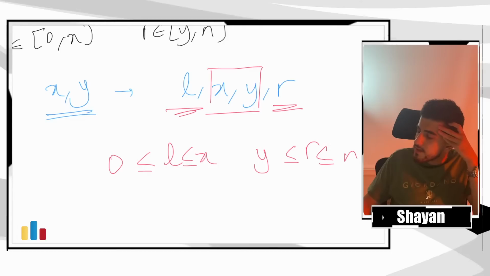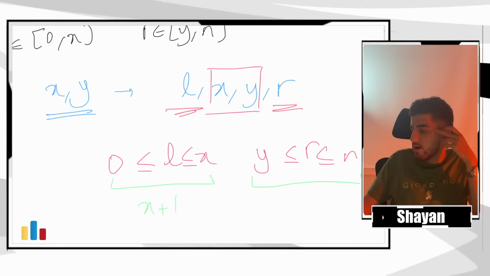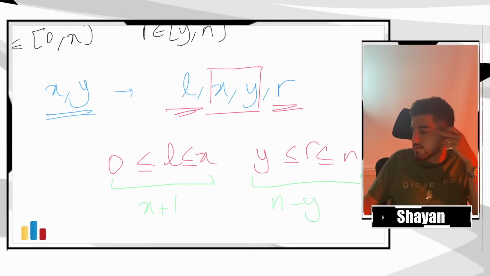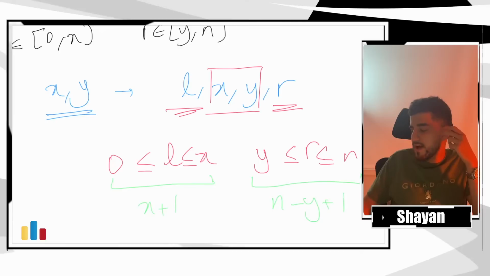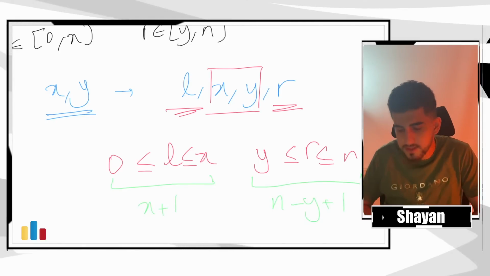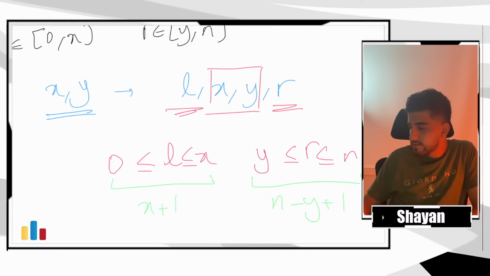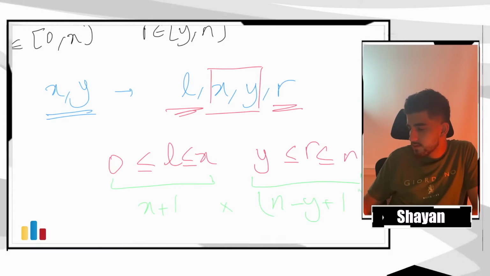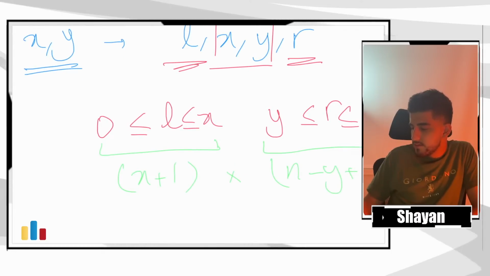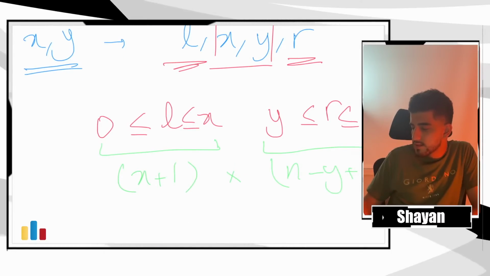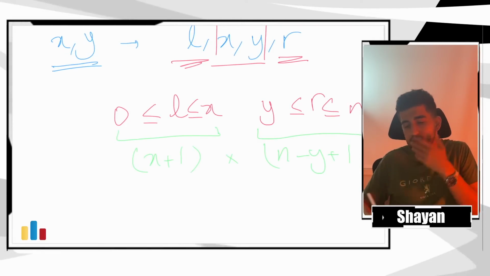So the number of cases for L is x plus 1. The number of ways for R is n minus y plus 1. So when I fix x and y, and find the values of x and y that work, I should multiply these two values. For each x and y, I will multiply these two, and that is going to give me the final answer. Is it clear now? Do you have any other examples? Any other questions? Or do you need any more examples?